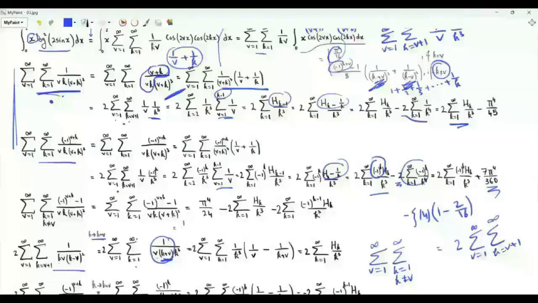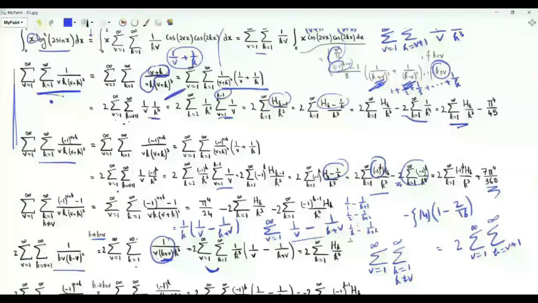1 over v times k plus v is equal to 1 over k between brackets 1 over v minus 1 over k plus v. Interchange the order of summation. Summation v from 1 to infinity, 1 over v minus 1 over k plus v. This is 1 over 1 minus 1 over k plus 1, plus 1 over 2 minus 1 over k plus 2, all the way to 1 over k minus 1 over k plus k.